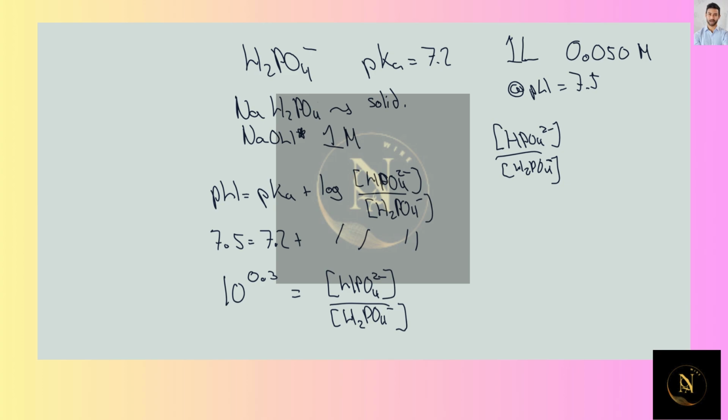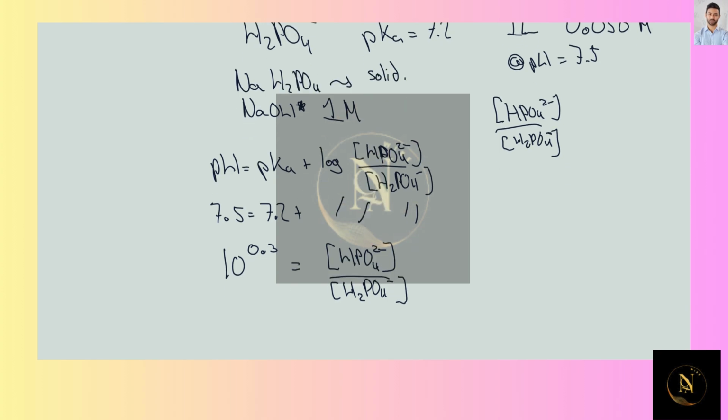Now, the next step is going to be considering that the total amount of phosphates needs to be equal to 0.05 mole. What we require is that the initial amount of H2PO4 minus that we're going to get needs to be equal to that same value. It needs to be equal to 0.05 mole.